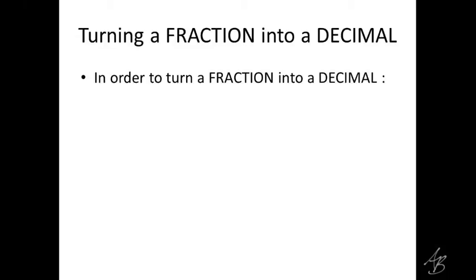What does a fraction actually mean? If we have something like 3 over 5, what does that mean? Divide. It means division, right? So to change a fraction into a decimal, we're just going to divide the top number by the bottom number. In this case, we would do 3 divided by 5. So in order to turn a fraction into a decimal, divide the numerator by the denominator. And you can just punch that into your calculator.